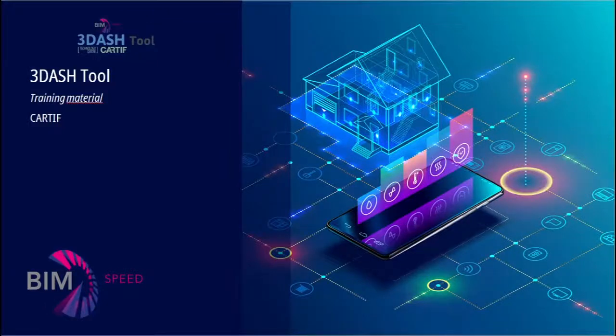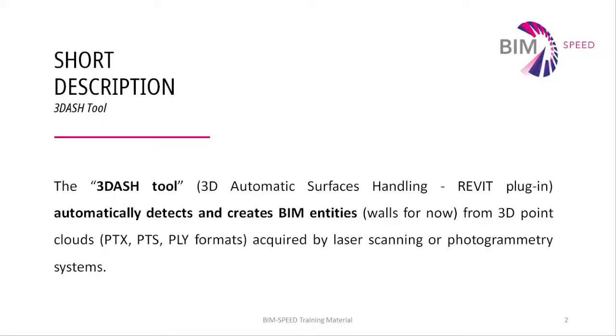In this video tutorial we are going to explain the operation of the tool developed by Cartif within the BIM-SPEED project. The 3-tool, 3D Automatic Surfaces Handling, Revit plugin, automatically detects and creates BIM entities, walls for now, from 3D point clouds, PTX, PTS, PLY formats, acquired by laser scanning or photogrammetry systems.